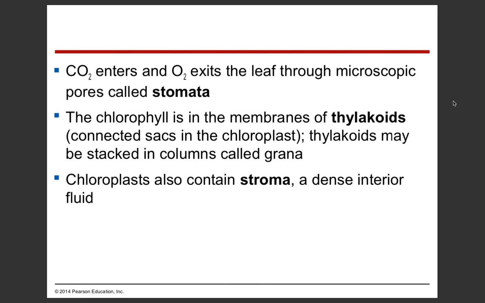So we're going to have carbon dioxide that enters and oxygen that exits the leaf through microscopic pores called stomata. You might have done a little lab where you put clear nail polish on the underside of a leaf, and if you peel it off, it looks like it has little tiny bumps and holes in it. Well, that's because it does.